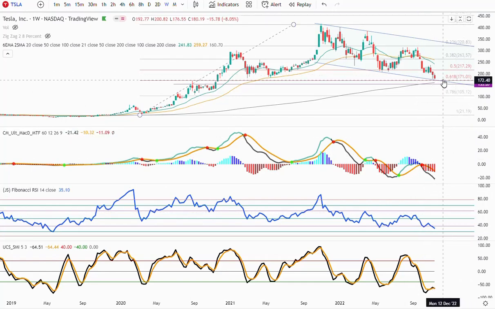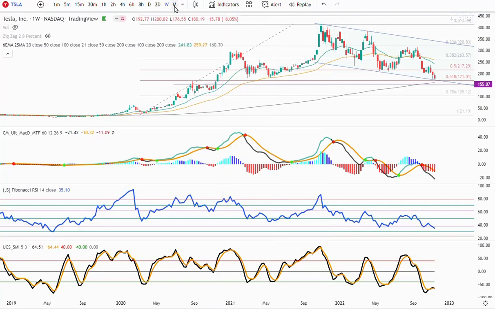On the price side, I see that it's coming to quite a few support levels between 155 and 170. It closed on Friday at 180, so it's not that far below. If the 61.8 level is going to be the support, there's just 10 points from the current level. So that's the weekly picture.